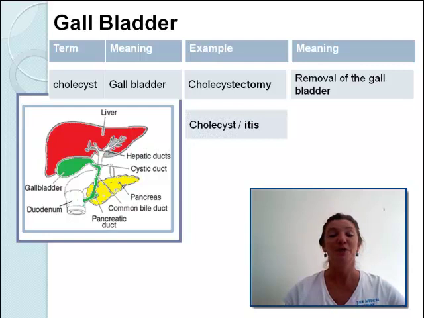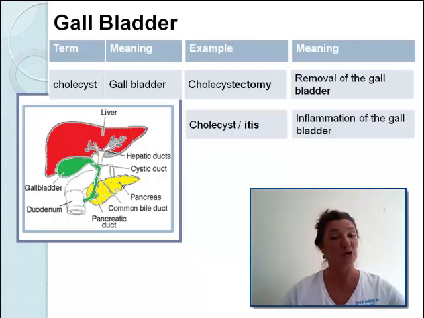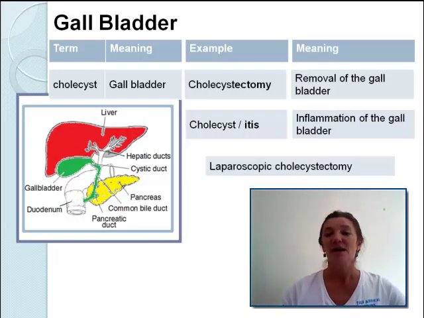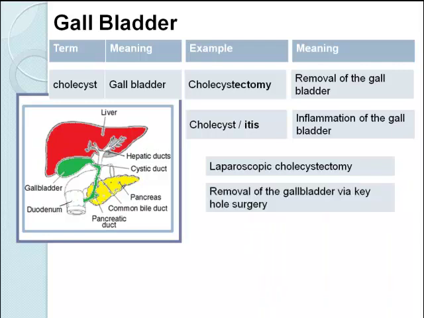Cholecystitis, let's break that one down. Itis means inflammation, so it's inflammation of the gallbladder. Patients may have an operation known as a laparoscopic cholecystectomy. So the laparoscope refers to the keyhole surgery, so going in through the abdomen. So they go in through the abdomen with their laparoscope to perform the removal of the gallbladder.